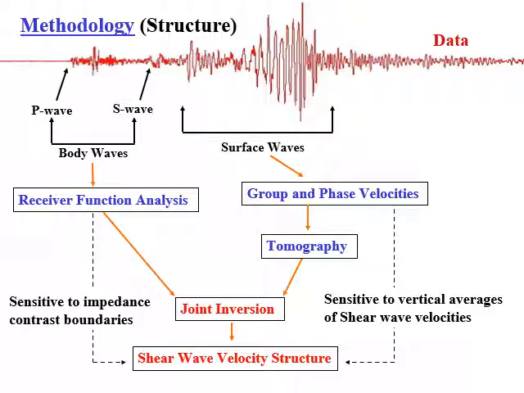We perform a joint inversion of the receiver functions along with the group velocity dispersion data, and this has the advantage of the two complementing each other. So the receiver functions are sensitive to the impedance contrast boundaries, and the group velocity dispersion is sensitive to the vertical averages of shear wave velocity. Therefore, we get information of both the velocity and the impedance contrast boundaries by jointly inverting the two data sets, which gives us the shear wave velocity structure underneath every station.